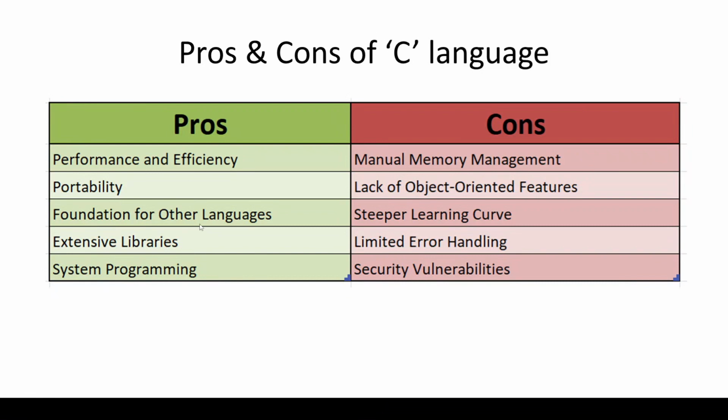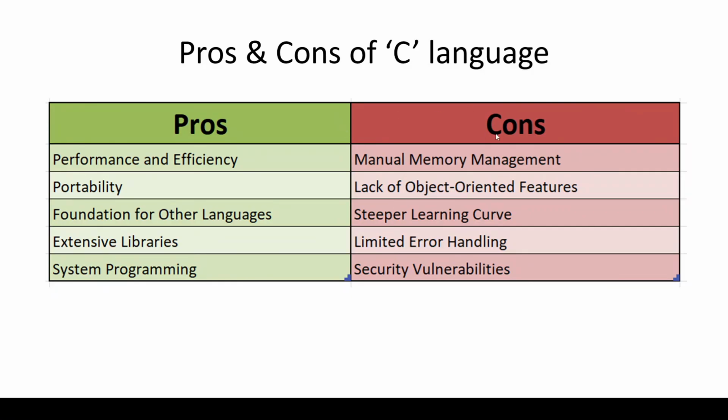Foundation for other languages. Many modern programming languages like C++, Java, and Python are built upon or heavily influenced by C, making a strong understanding of C beneficial for learning these languages. Extensive libraries. C boasts a vast collection of libraries and a large and active community providing resources, documentation, and support.